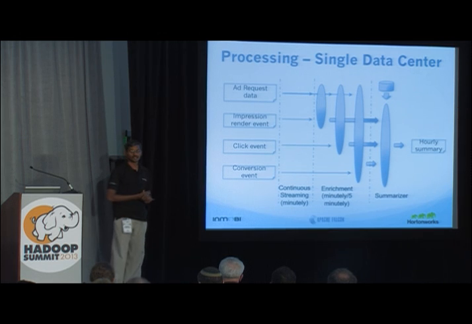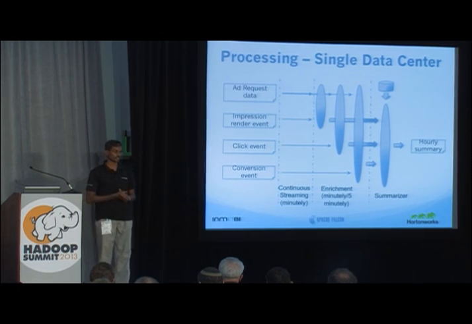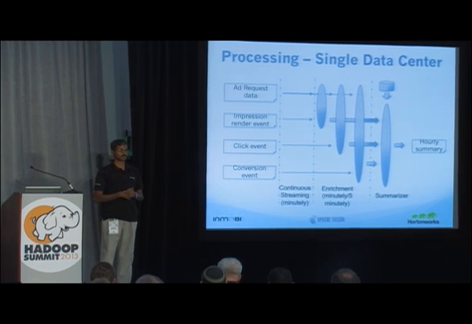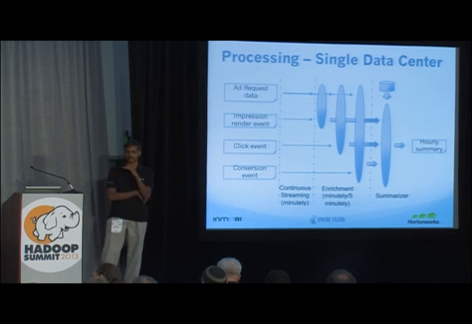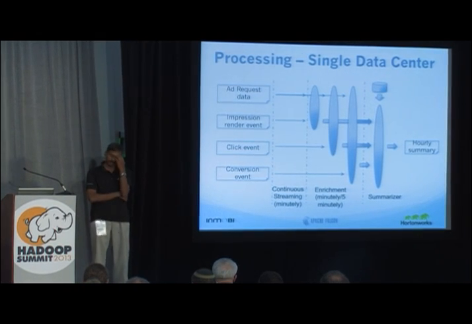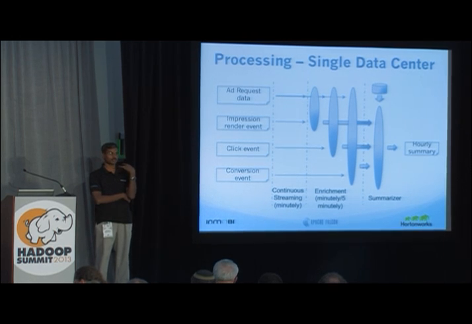So each of these data is coming to us in independent streams, and they are streamed minutely using a system called Conduit, which we have built and open sourced also, which is largely based on Scribe, which was open sourced by Facebook. We took that, modified it, and are using it for our purpose. So we get minutely logs from these streaming events into our cluster. Then we take each of these event streams, that is impression, click, and conversion events, which are fairly small in size, and join them with the ad request event to extract more information that is available at request time.